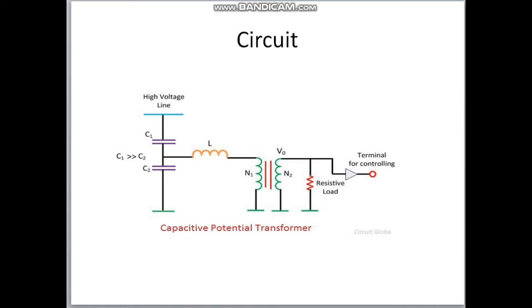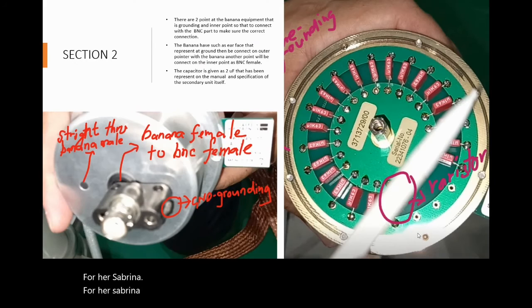The capacitor that is placed near the ground has high capacitance compared to the one placed near the transmission line, this one. The high value of capacitance means the impedance of that part of the potential divider becomes low. That's all. Thank you.